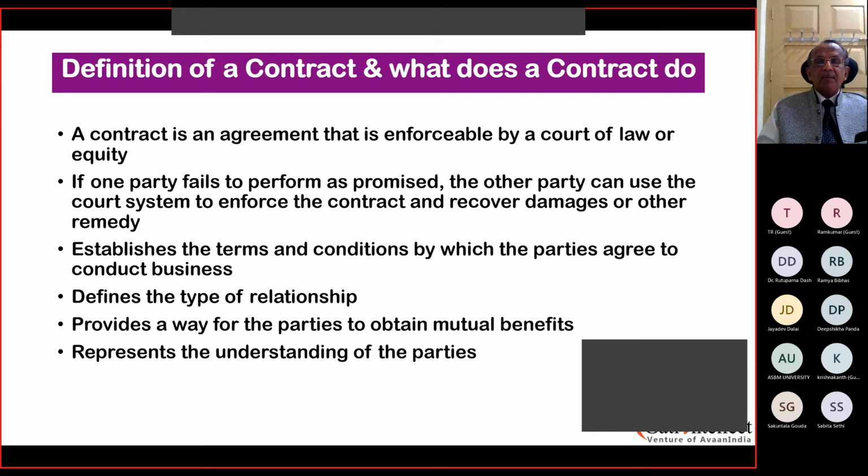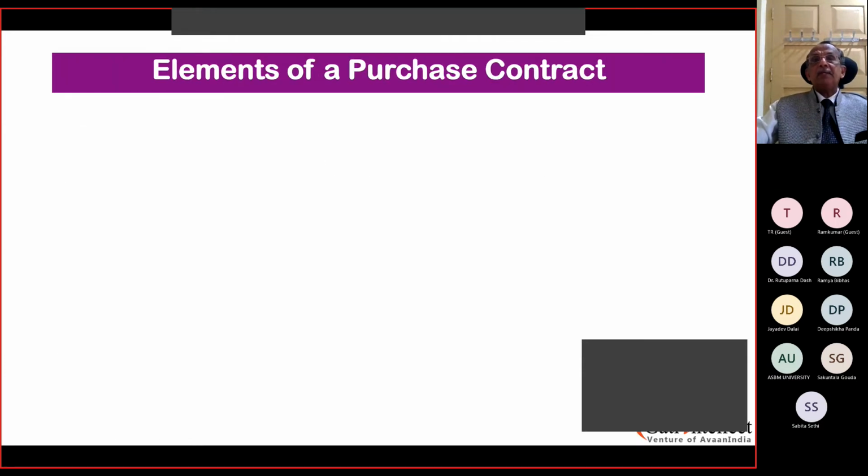But having said that, the legal people have got their own limitation as to the application of the contract. They know the legalities, but they will not know the application of the law. That is where subject experts and operational experts can give their opinion as to how things should be carried out. Now, elements of a purchase contract.